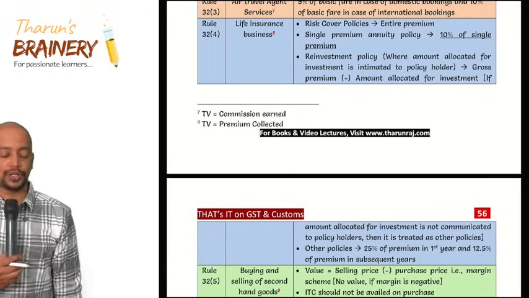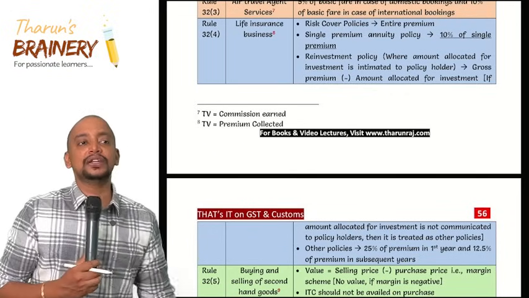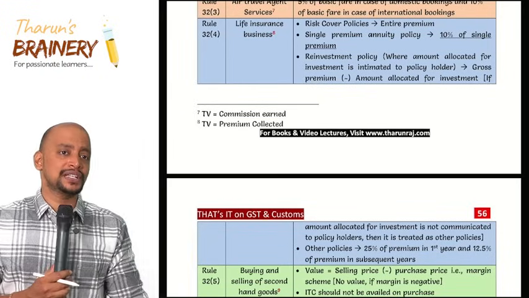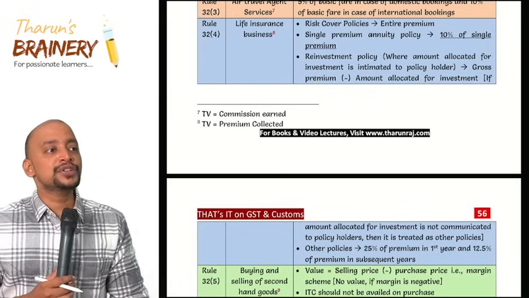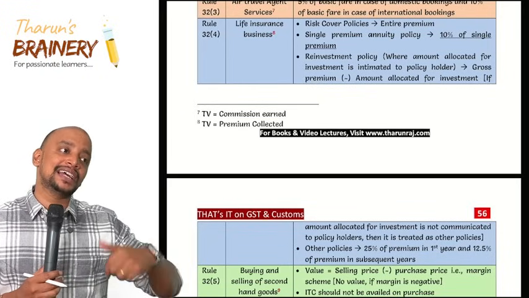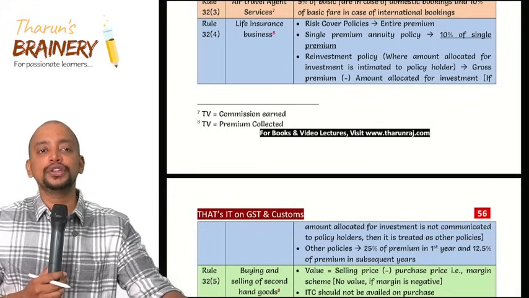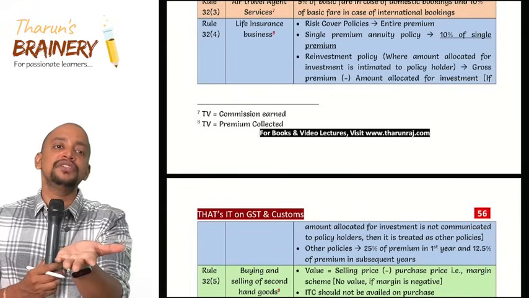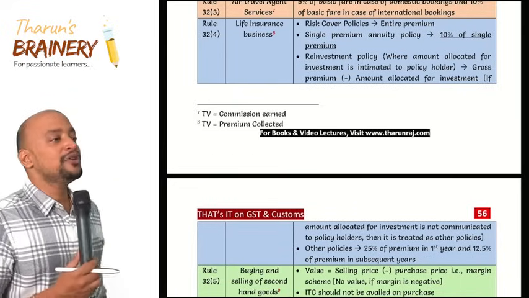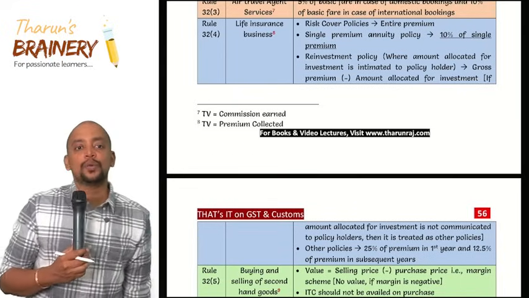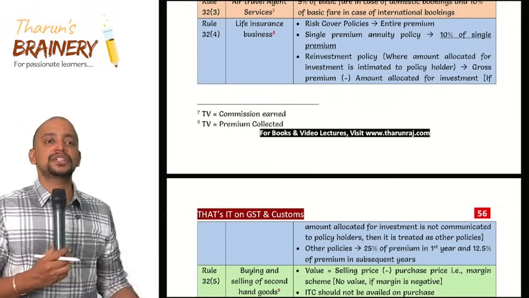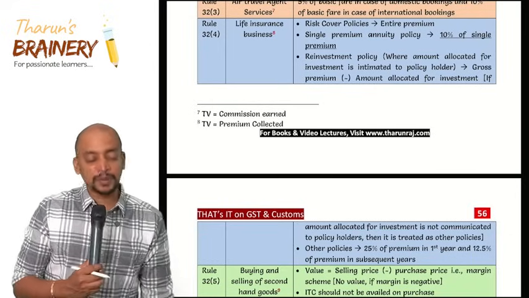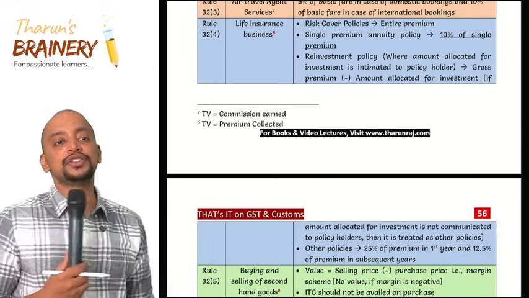Then reinvestment policy. Reinvestment policy means like ULIP, unit linked insurance plan. Whenever you pay premium to the insurance company, they will reinvest that in the equity market and give you units. So whenever the equity market value increases, the NAV of the units also will increase. So at the time of maturity or death, whichever is earlier, whatever is the NAV of the units, that much will be paid to you. So that is known as reinvestment policies.